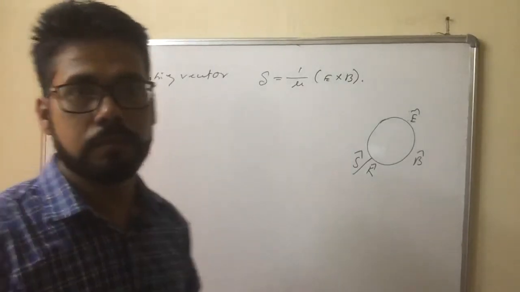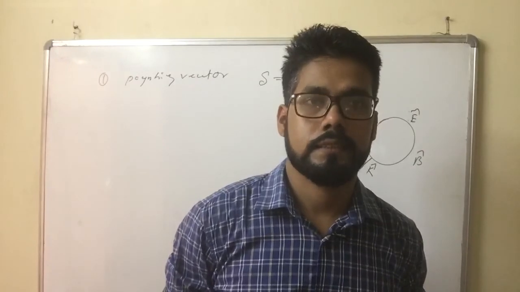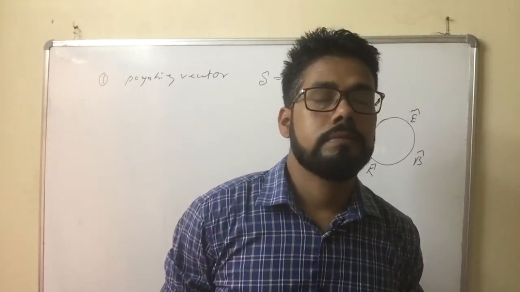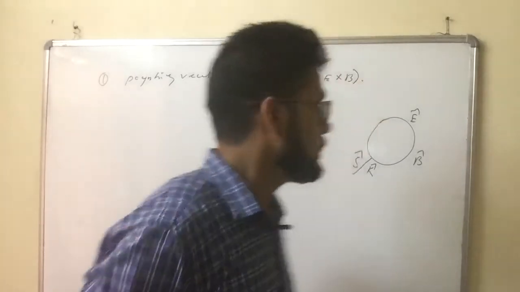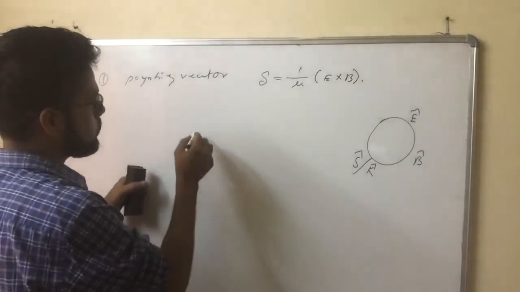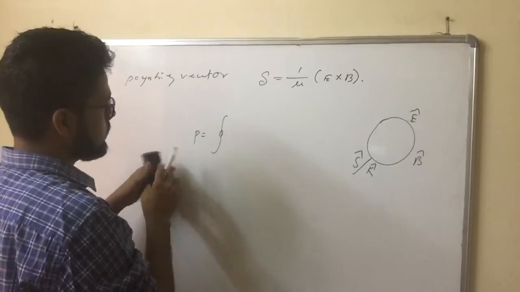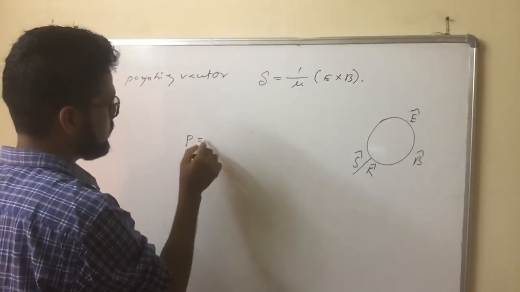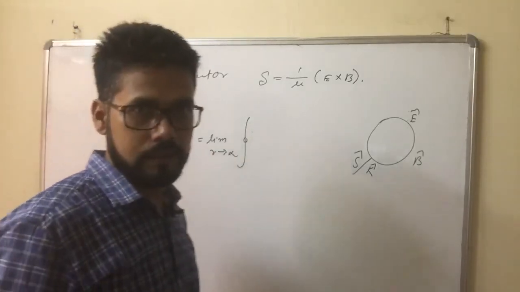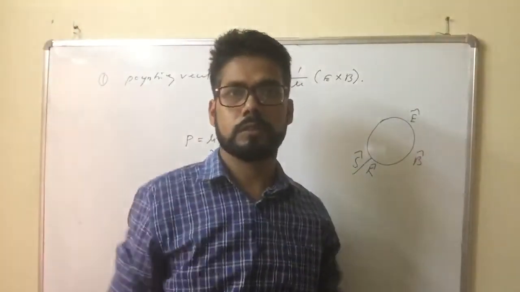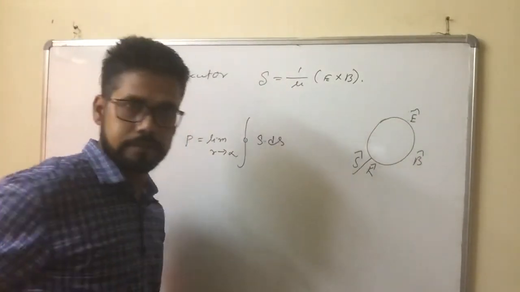And this Poynting vector measures the flux of electromagnetic radiation. It is the power, the energy flux per unit area per unit time. The total power of electromagnetic radiation is represented like this: P equals the limit as r tends to infinity of the closed surface integral of S dot ds. This is a closed integration because the whole space is considered as a sphere.